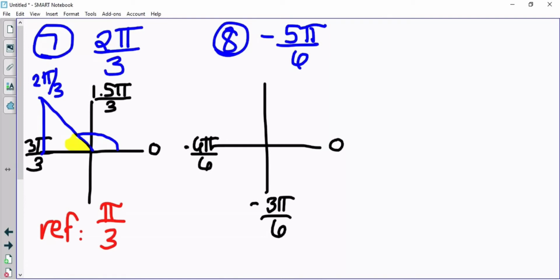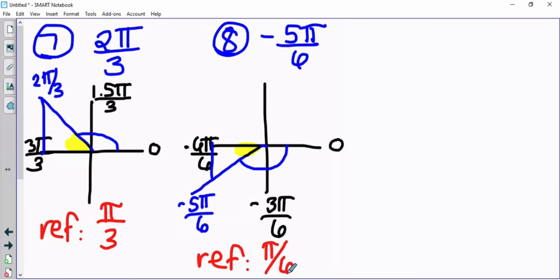I can now figure out where negative 5 pi over 6 is. Right here, before I would get to negative 6 pi over 6, I would find negative 5 pi over 6. Draw a perpendicular line back to the x-axis. My reference angle is going to be this angle inside that triangle right there. And what we have to ask ourselves is, what is the difference between negative 6 pi over 6 and negative 5 pi over 6? And the answer is just pi over 6. Remember from last class, we said that reference angles have to be positive.